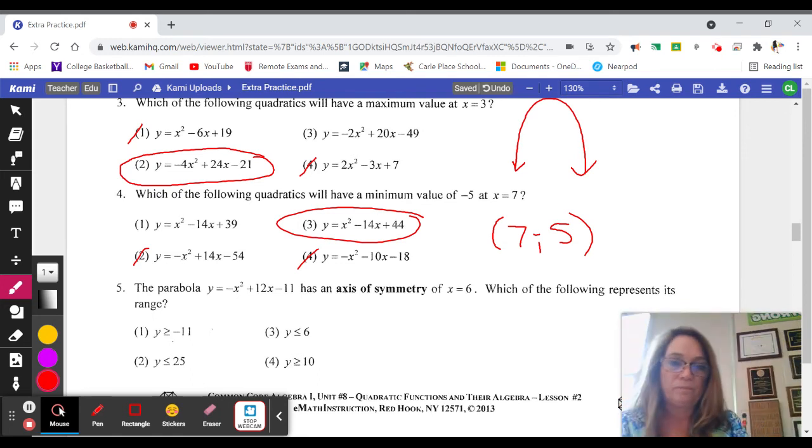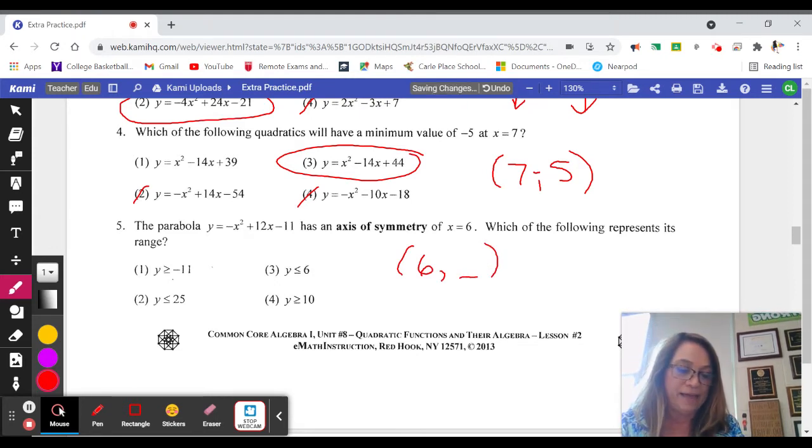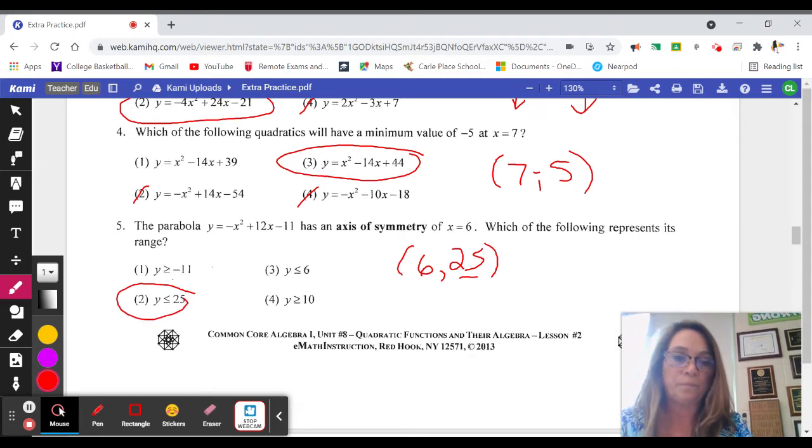All right. So which one has an axis of symmetry of x equals 6? So it's 6 comma something. So I'm going to type that in. Y equals the negative of x squared plus 12x, subtract 11, and it's 6 comma 25. So it has to be choice 2.